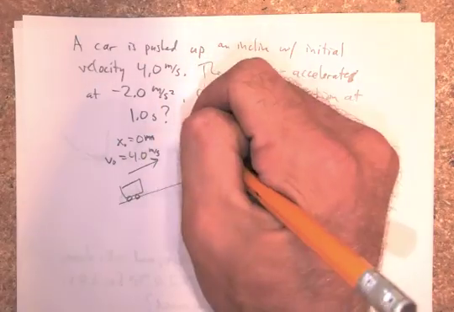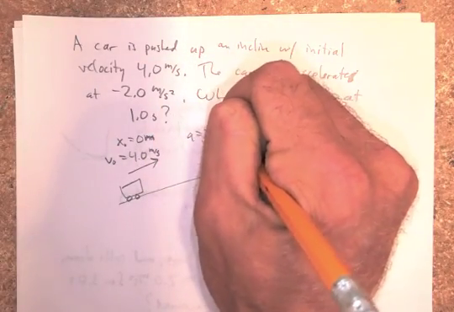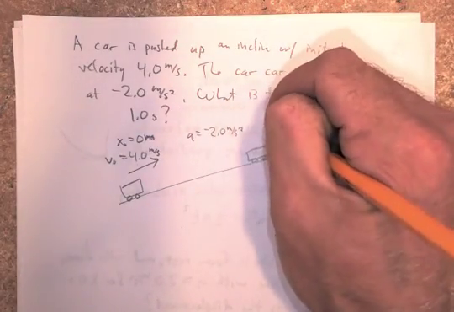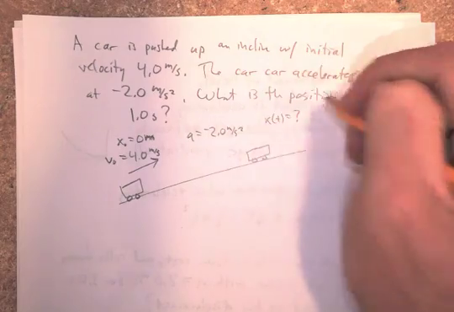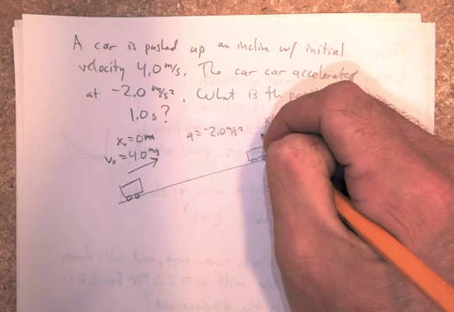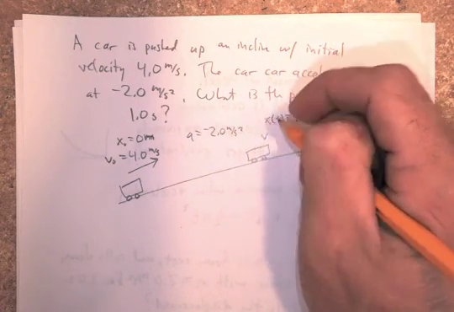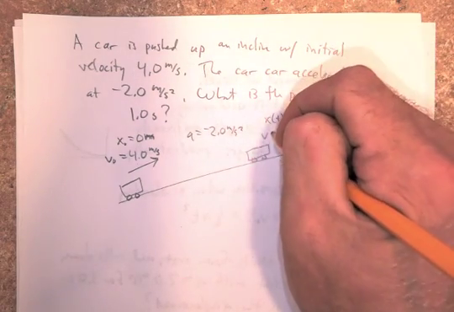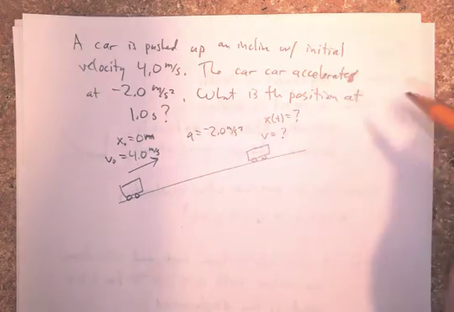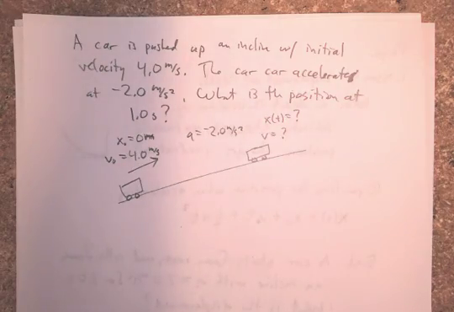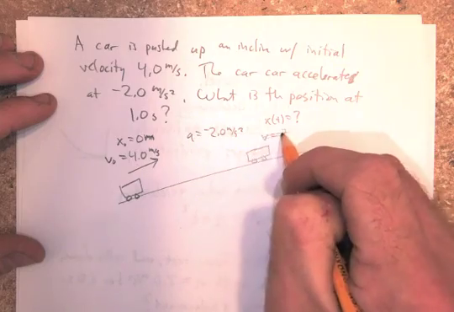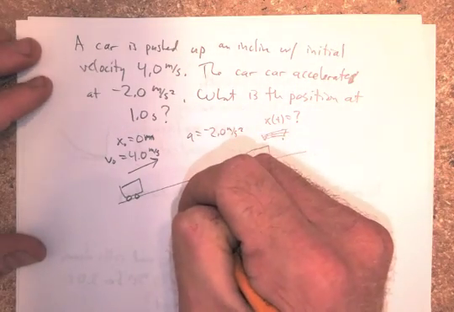Okay, what else? They're telling us a is negative 2 meters per second squared. That I'll just put in the middle. x of t is what we're trying to find here, the position up here. V up here, we actually don't know either, right? But it didn't ask us for that, so we're probably not worried about that. Okay, let's look at our equation.